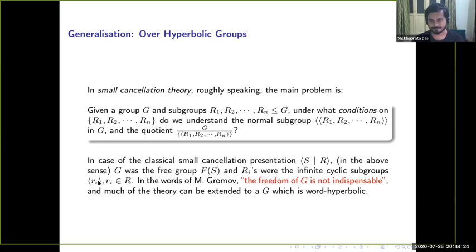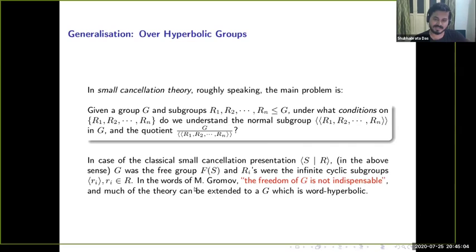of these words. If we have to think of the small cancellation condition in the context of this statement, how do we put small cancellation-like conditions on a general collection of subgroups, so that we understand the normal subgroups and the quotients better in general? So the classical small cancellation theory would fit into this setup as follows: here the group is the free group and our Ri's are these infinite cyclic subgroups.